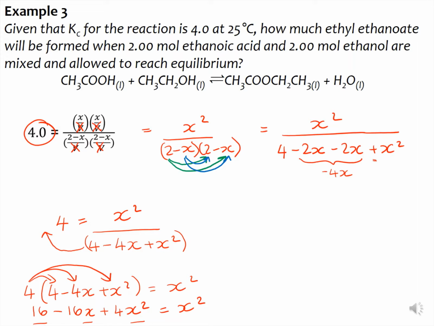Now quadratics need to be equal to 0, so what we're going to do is take this x squared, which is actually a plus x squared, and move it to the other side. So as I said, cheat's way of rearranging is move it, change the side, change the sign, so our plus x squared becomes a minus x squared, and 4x squared minus x squared is 3x squared. So what we have here is a quadratic that is 3x squared minus 16x plus 16 equals 0.